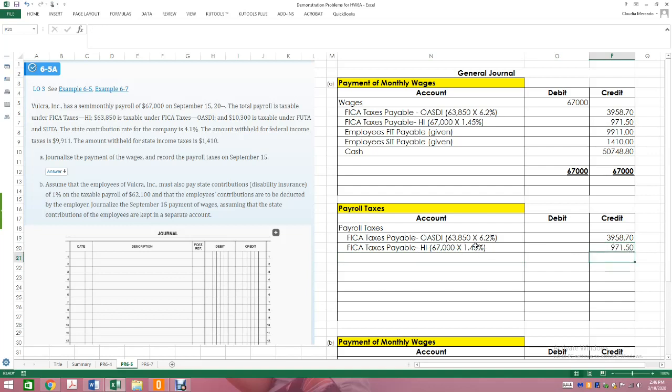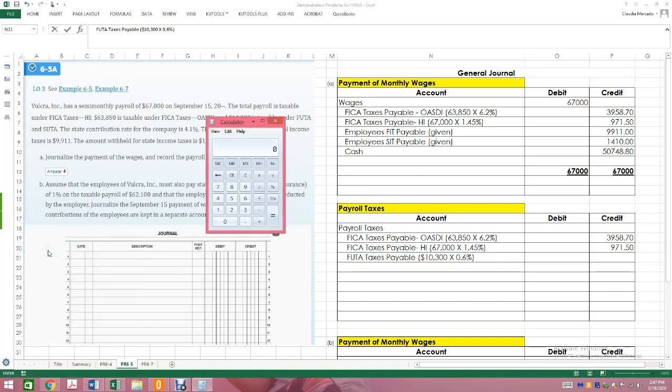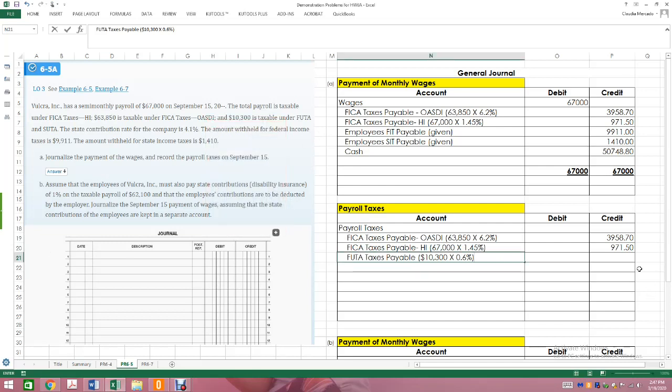Same numbers. Okay. Now the employer has to pay the federal unemployment, FUTA, taxes payable. Okay. For that, it gives you here that the amount taxable for FUTA and SUTA purposes is $10,300. So we're going to get the $10,300, and I'm going to multiply by my FUTA rate of 0.6%. Let's see what that gives us. That gives me $61.80. Okay.